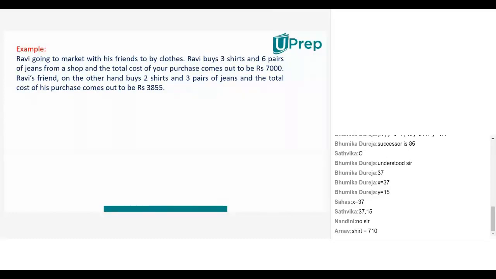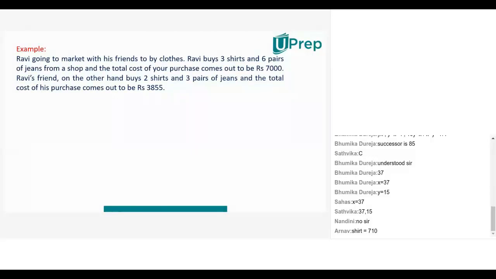Now what is it asking? He's asking to formulate this in terms of a system of linear equations in 2 variables, then find the price of each, the shirt and the pair of jeans. That's what he's asking.